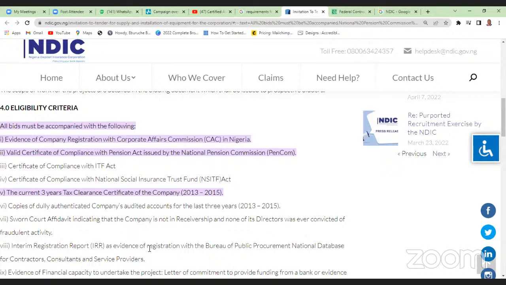You also need copies of your company's audited account for 3 years. Your tax clearance will be a report of 3 years. All of these compliance certificates will be on the evidence of 3 years. Your company must have existed for at least 3 years for you to have access to federal contracts in Nigeria. Please note, I said federal. I didn't say state, I didn't say local government, I didn't say private organization contracts. If you must come to federal, you must have at least 3 years of existence.